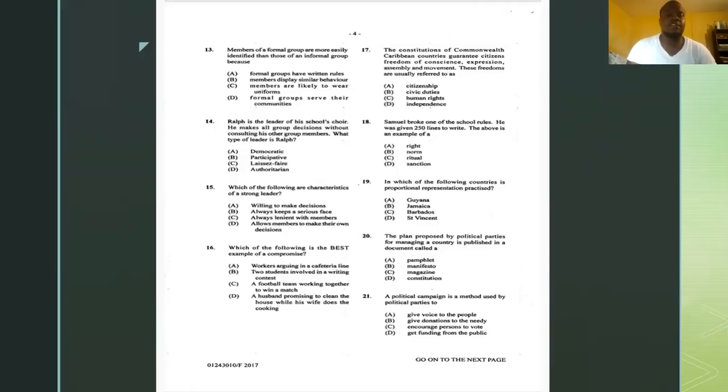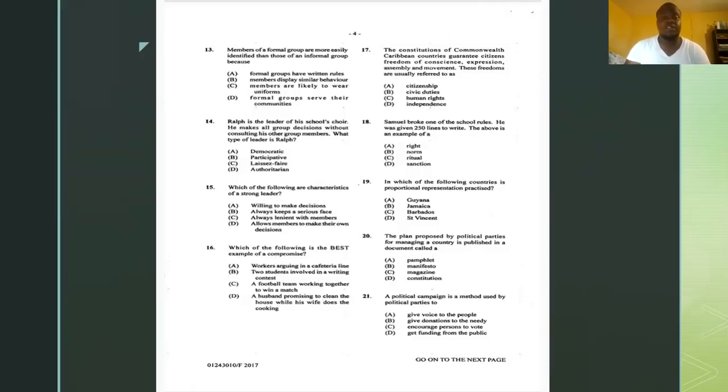A, workers are arguing in a cafeteria line. B, two students involved in a writing contest. C, a football team working together to win a match. Or D, a husband promising to clean the house while his wife does the cooking. Which one is compromise, right? Is it workers arguing in a cafeteria line? No, that's not compromise. That's a conflict.